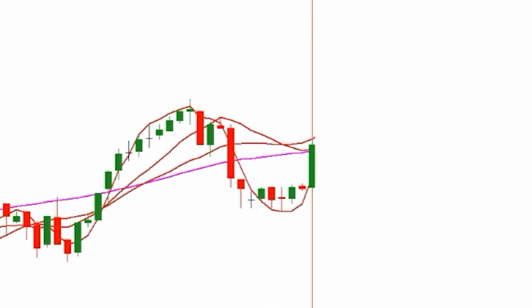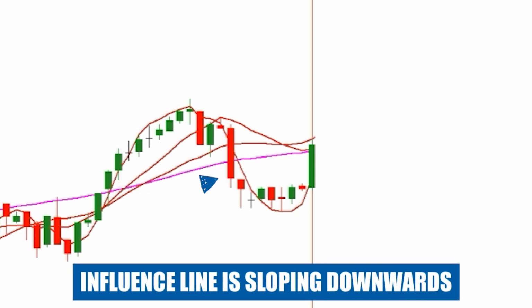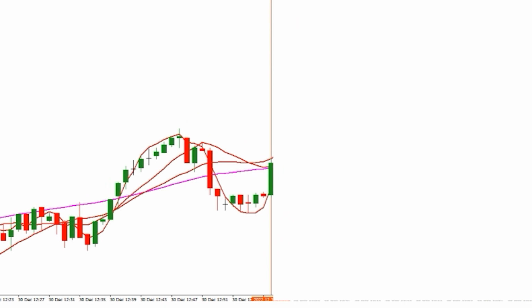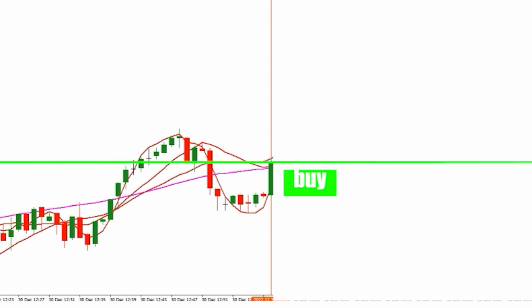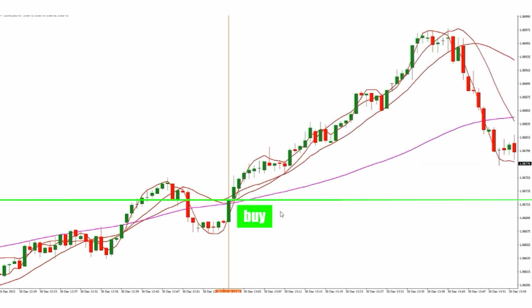And finally, we need to make sure that our influence line is sloping in the right direction. As you can see, it is sloping up. So we've identified the exact bar to enter from. We'll put in our buy order here, and as you can see, the market moved on up.